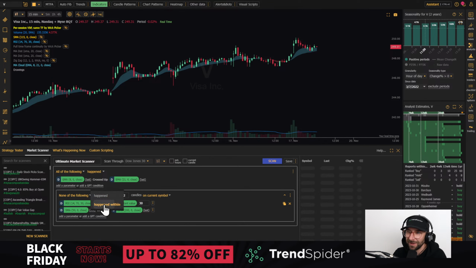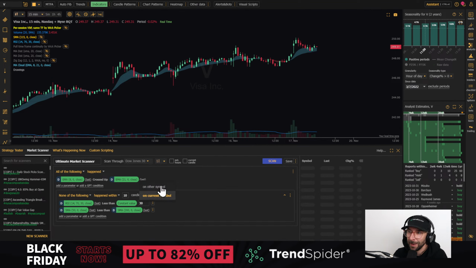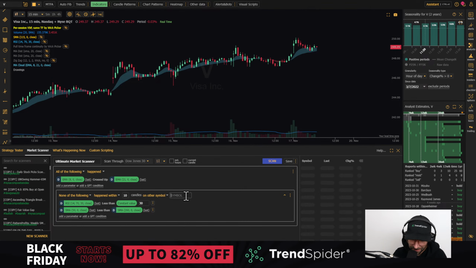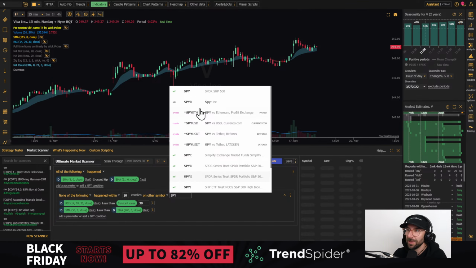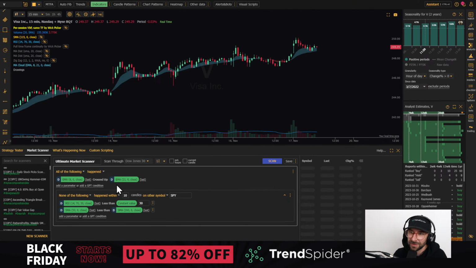You could define this. You could say within the past 10 candles. So RSI hasn't been below 30 in the past 10 candles. The 50 hasn't been below the 200 in the past 10 candles. If you really wanted to get sick with it, you could say on another symbol. You could define like SPY. Maybe you're looking for names that are meeting this criteria, and also you want to define something about a specific symbol. That's getting pretty into the weeds, but you can do it.